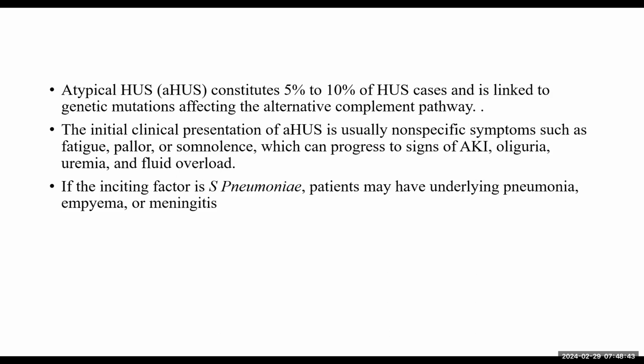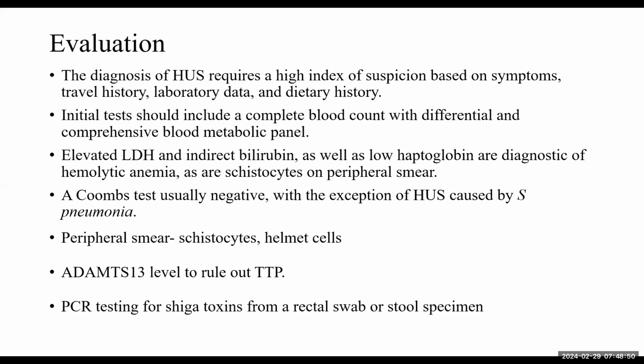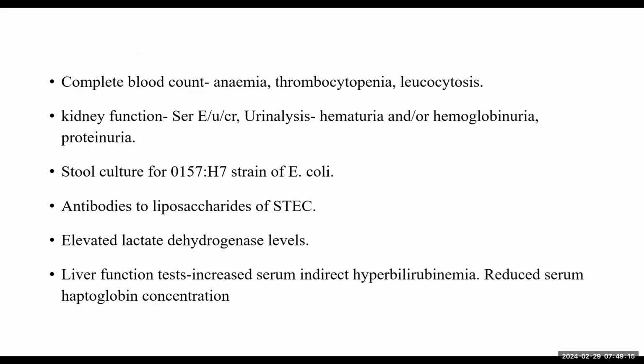If the inciting factor is Strep pneumoniae, that's causing atypical HUS, as I said, they may have underlying pneumonia, empyema, or even meningitis. So how do you evaluate these patients? The diagnosis requires a high index of suspicion based on symptoms, travel history, laboratory data, and dietary history. The initial tests should include a complete blood count with differentials, in which we can see leukocytosis, anemia, and thrombocytopenia, and the patient has elevated lactate dehydrogenase. I've mentioned these during the course of this presentation.